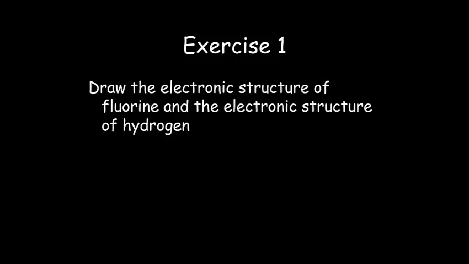Okay, next task, draw the electronic structure of fluorine and of hydrogen. So pause for a minute and have a go at that yourself. Okay, so let's start with fluorine. Fluorine, we know, has 2 electrons on its inner shell, and it has 7 on its outer shell, giving a total of 9 electrons. And we usually draw them in pairs when we're drawing out the electrons. Then we've got hydrogen, which has 1 electron in its outer shell.